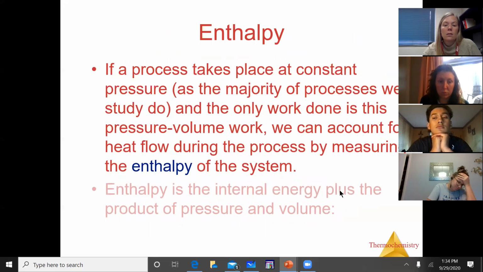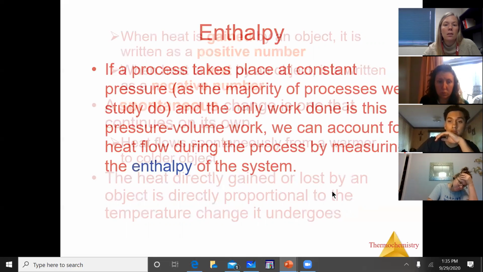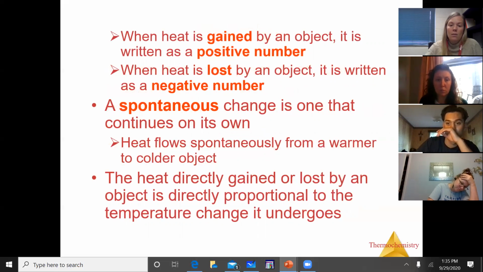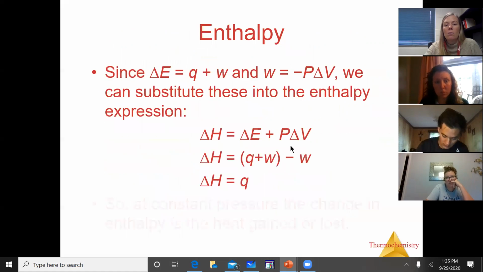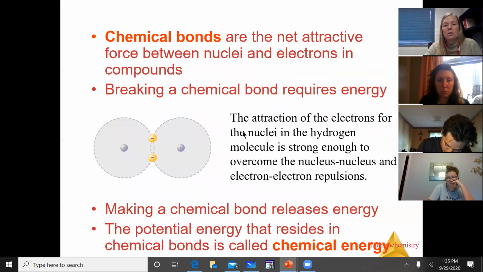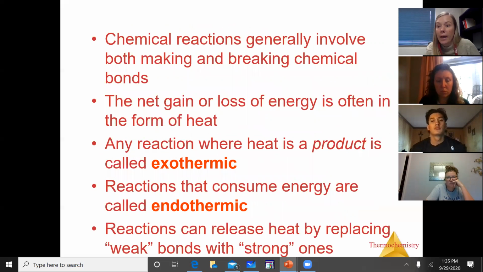Okay, so I think we'll stop there for today. We'll get into enthalpy next time. We've got a little bit more background stuff talking about enthalpy. We won't be doing a whole lot with these equations, and then we'll get into some actual math.